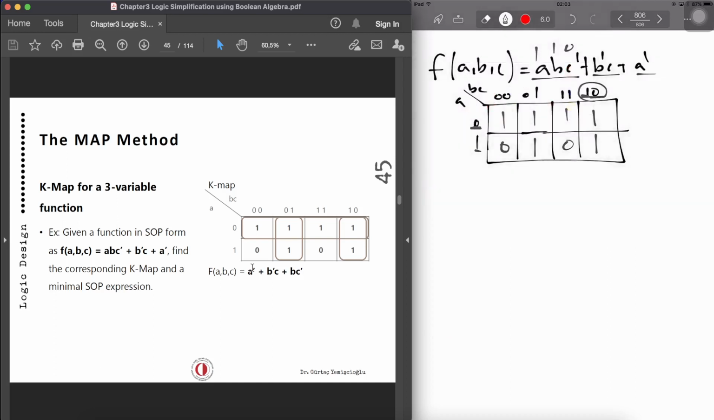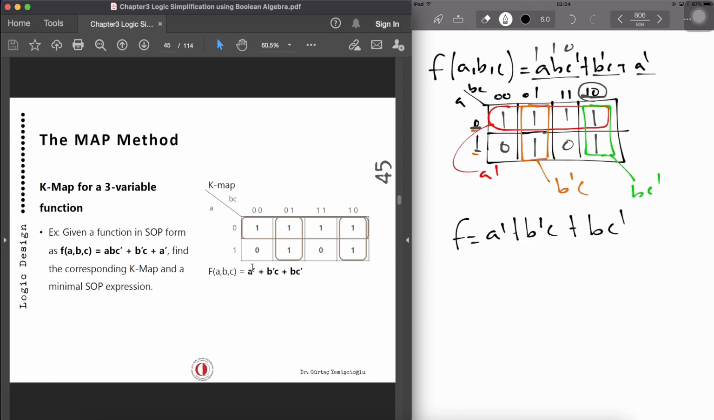Now, the combination, I can go for this long rectangle, which is A prime, and I can have these two, which is A is changing, it's just B prime C, and I can have these two, which is B C prime. So I can easily write F is A prime or B prime C or B C prime.